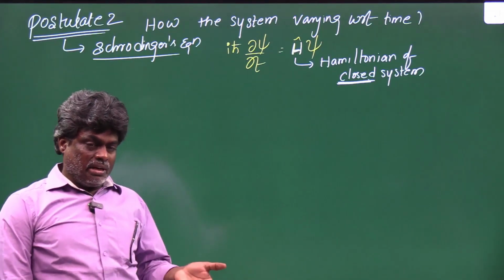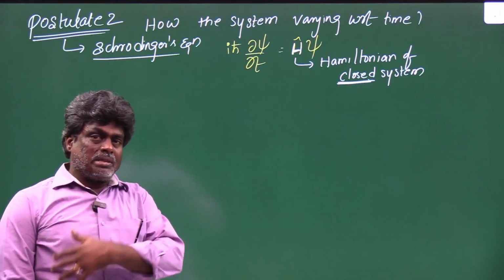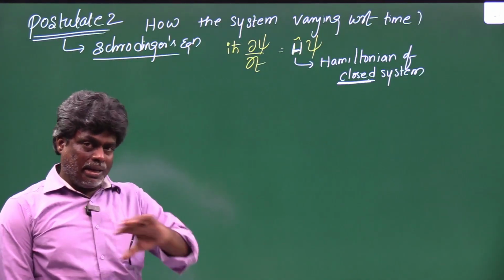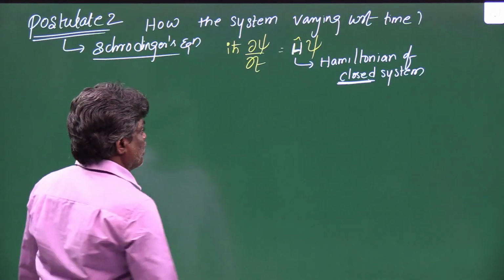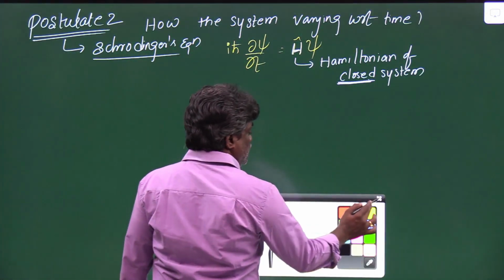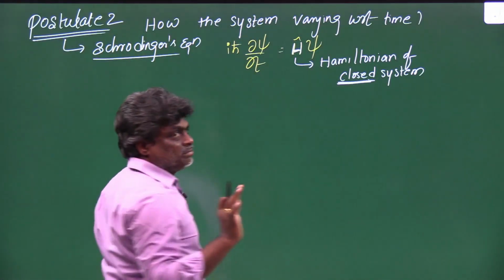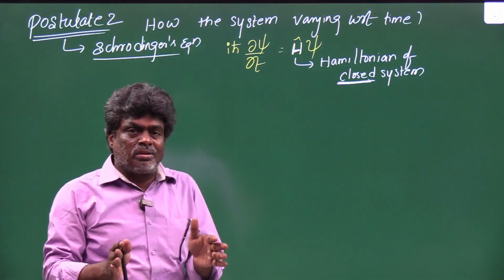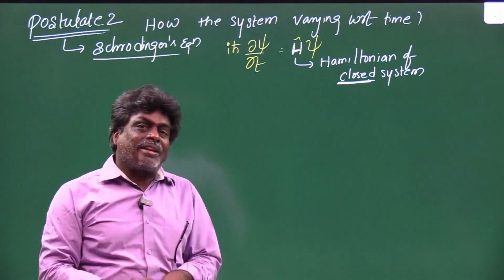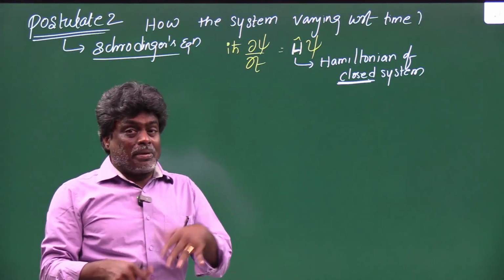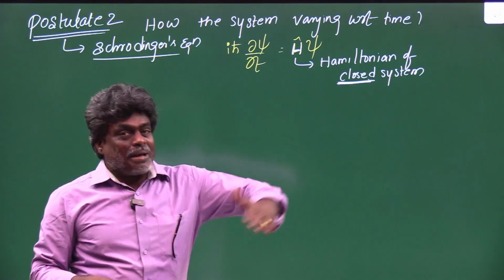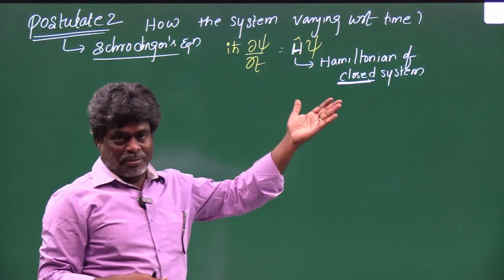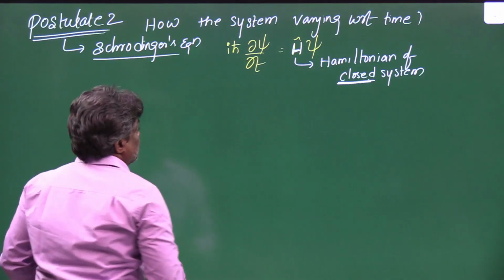Actually, there are isolated, closed and open systems. An open system means particles will exchange. A closed system means only energy will exchange. That means only energy is changing, not the number of particles. For example, if I have a system of 100 electrons, after some time also 100 electrons. If after some time it becomes 80 electrons, it means the number of electrons is exchanging. That is called an open system. So closed means only energy is exchanged.